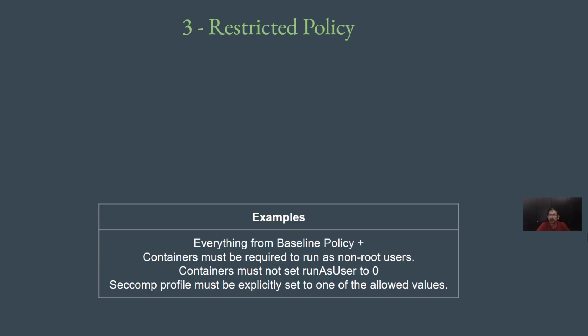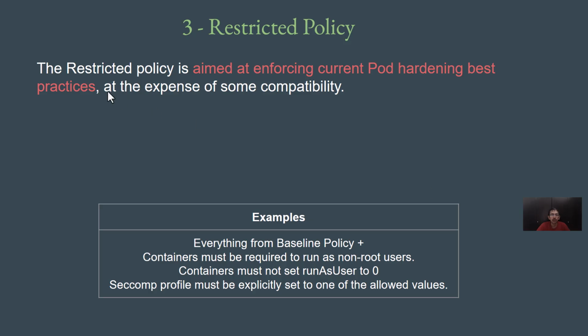Now, the most strict policy among all of them is the restricted policy. At a high level, the restricted policy is aimed at enforcing the current pod hardening best practices. When you enforce this, it comes with a cost. The cost is compatibility. It is not ensured that all of the applications that you run directly through a manifest file will be created when this policy is enforced. So you will have to modify the manifest file for your applications to ensure that it conforms to the restricted policy and the guidelines that are being set.